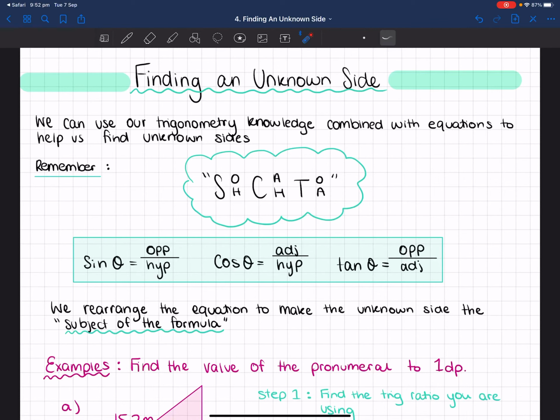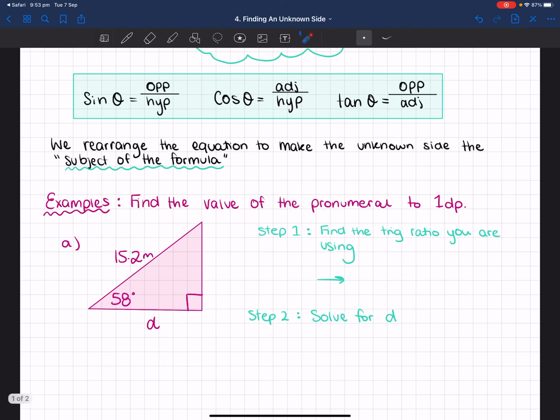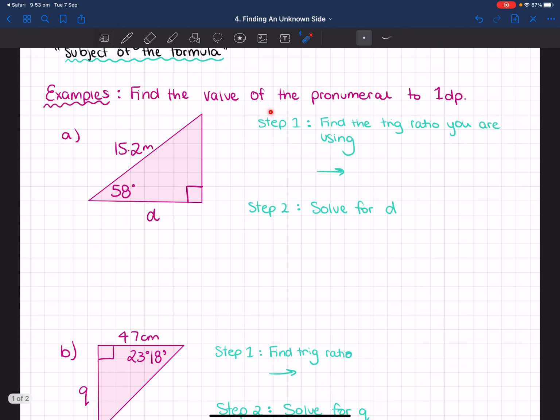Hi, Year 9. So today we are looking at using our trigonometry knowledge to find the unknown side in a triangle. So we're looking at finding the length. Remember, our SOHCAHTOA looks like this. And the way that we do this is we rearrange the equation to make the unknown side the subject of the formula. So, for example, find the value of the pronumeral to one decimal place.